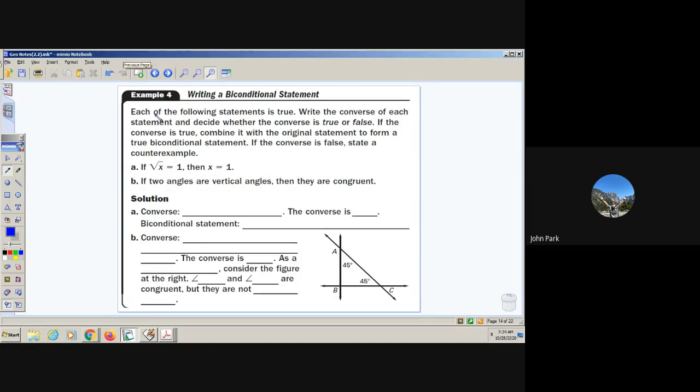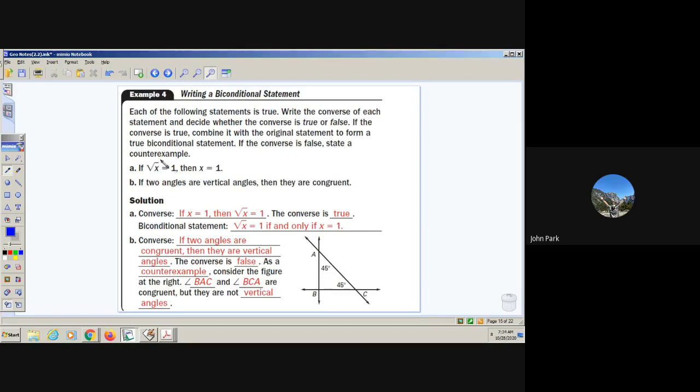So we're doing the same thing here. We're trying to determine if this is the statement, and then we're writing the converse, and we're trying to see if they're both true. And if they're both true, then we can write a true biconditional statement. So if the square root of x is 1, then x equals 1. The converse would be if x equals 1, then the square root of x is equal to 1. Let me show you that here.